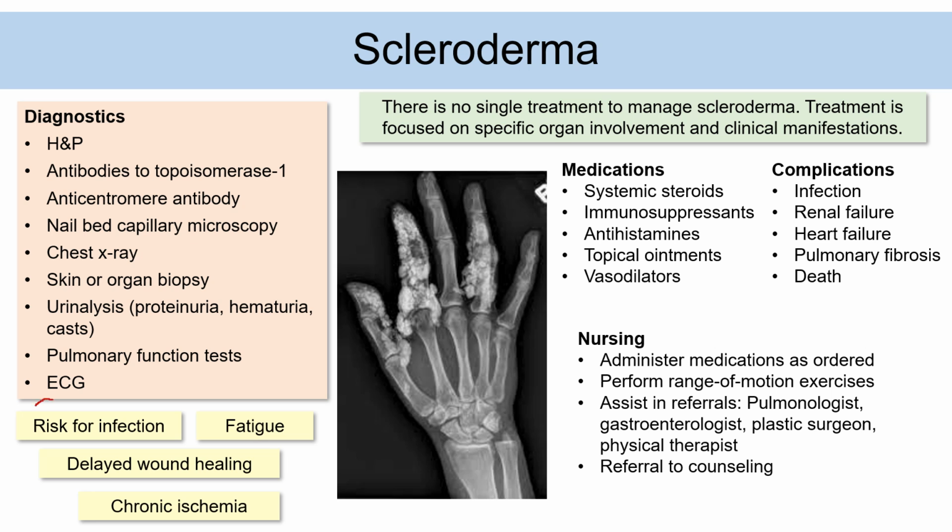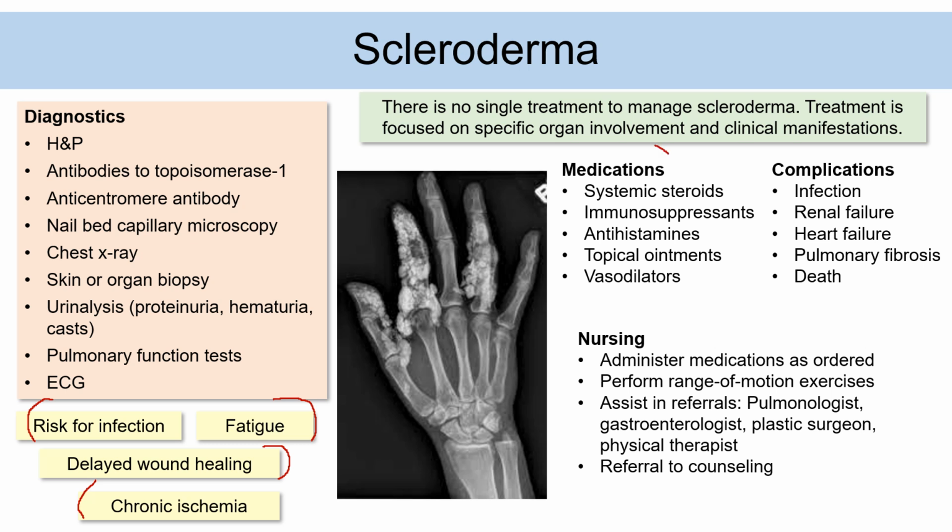So these patients are going to be high risk for infection. They're going to be fatigued. They may have delayed wound healing, and they're going to have chronic ischemia all throughout their body. And for this one, unfortunately, there's not really one way to treat these patients. So it's going to be based on which organs are involved and what signs and symptoms the patient has, and that's how it will be treated.